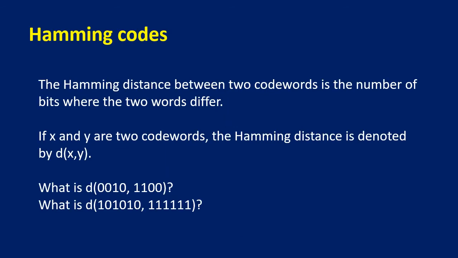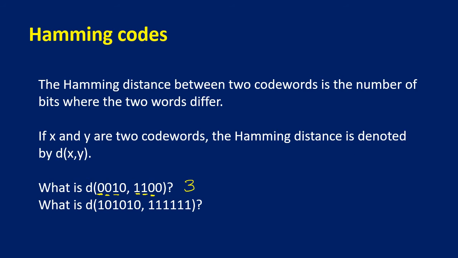Okay, now let's go to Hamming codes. The Hamming distance between two code words is the number of bits where the two words differ. Alright? And the Hamming distance is denoted by d(x, y). Okay, so let's look at this. What is the distance between these two code words? They differ on the first, on the second, and on the third digit, right? They're only the same on the last digit. So therefore their distance is 3.